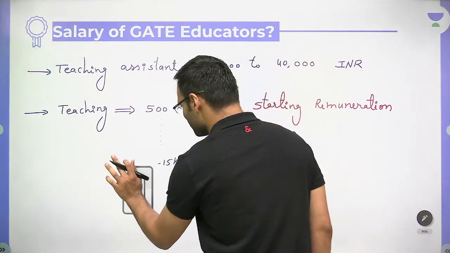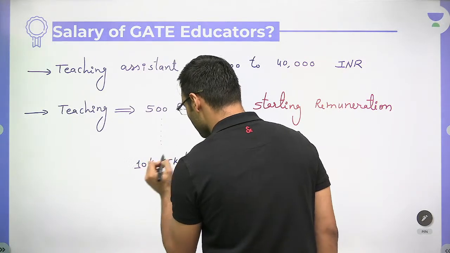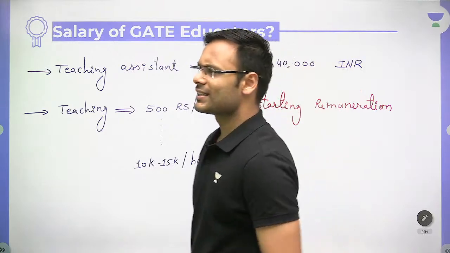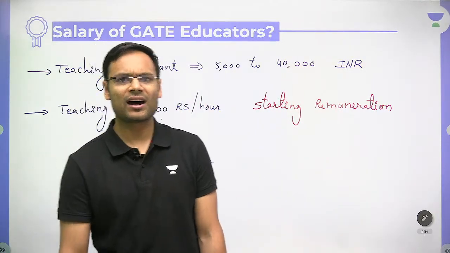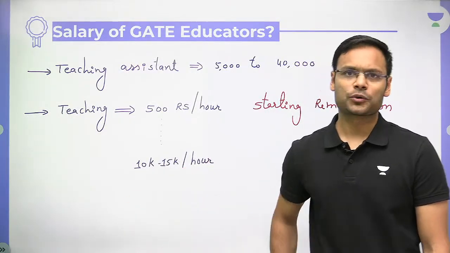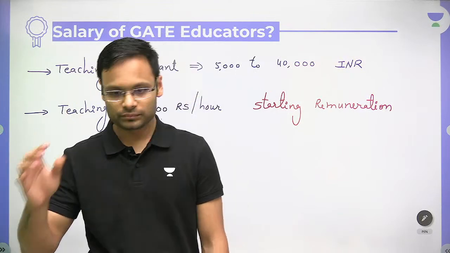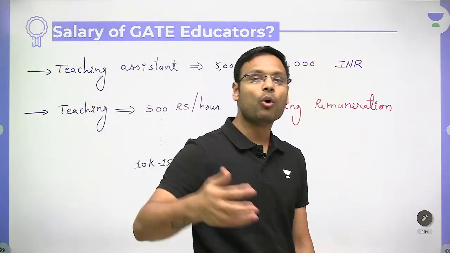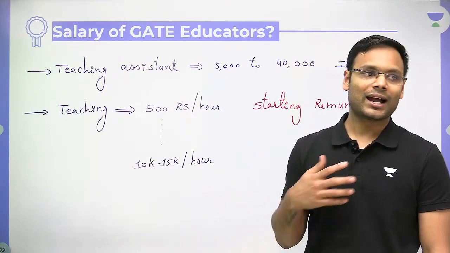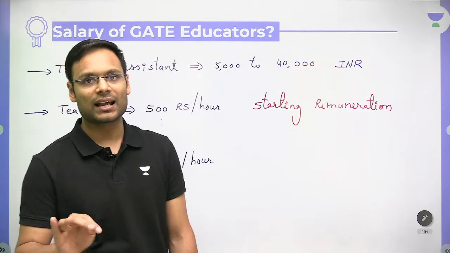This is the maximum limit, okay? Based on the current scenario, this is the maximum limit on a per hour basis. So if you are, let's say, teaching for 100 hours in a particular month, you can make some 10 lakh rupees per month. If you are a top educator, you can have more than that also. It depends on the kind of work you are doing, the kind of influence you have on the company, on the students, and multiple things are there in that.